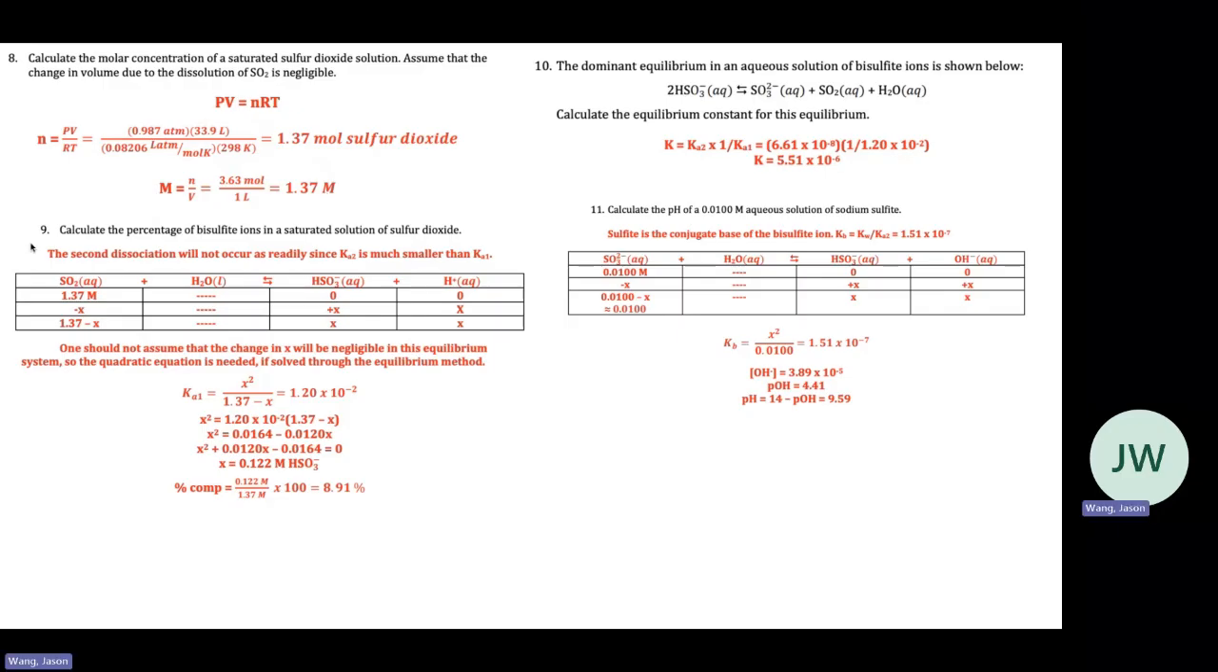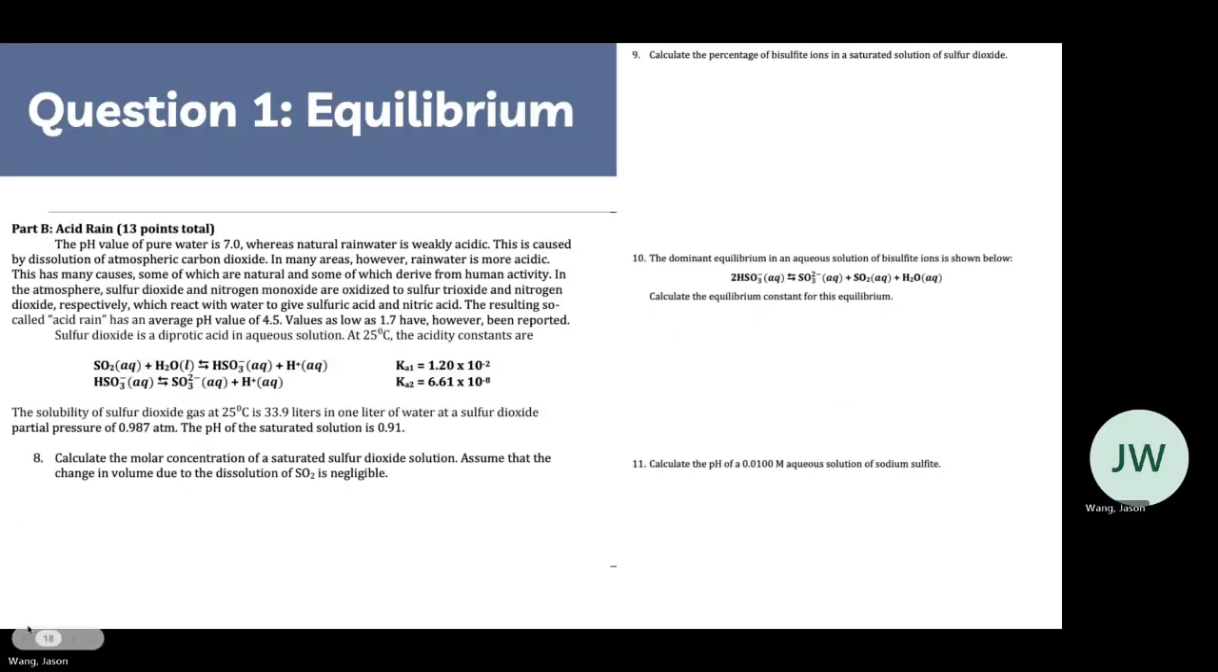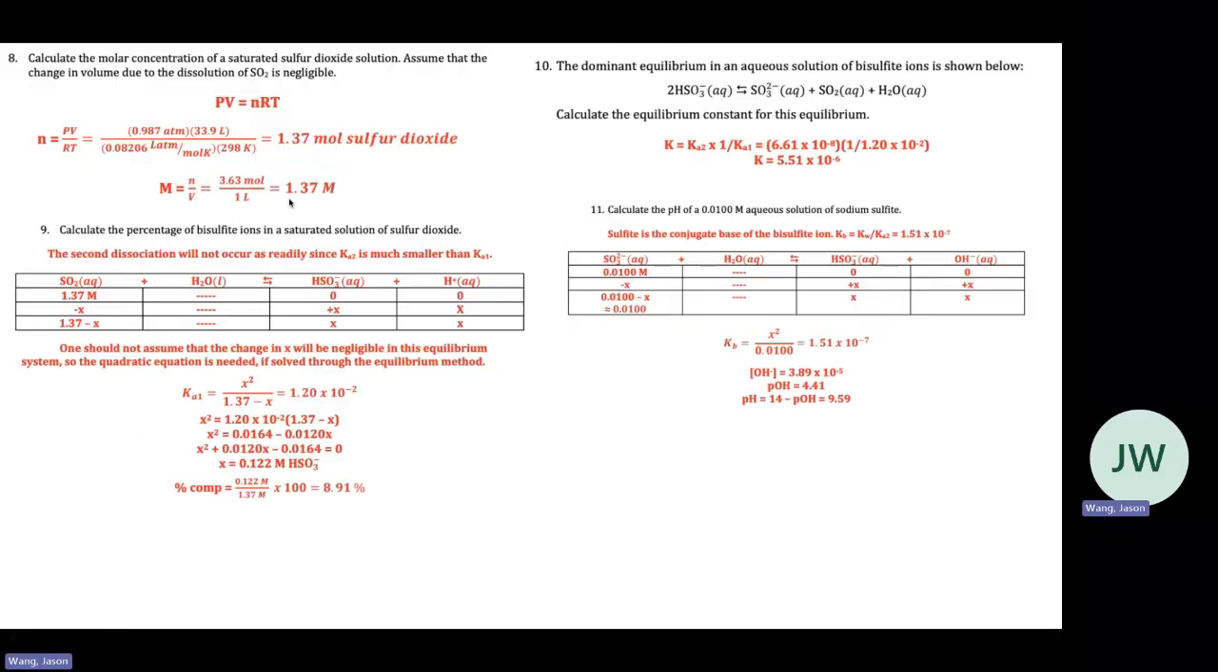Number 9, as I mentioned, is counting the percentage of bisulfite ions. We first had to recognize what bisulfite ions are, because that's what we're solving for. That's the HSO3 minus. So in this case, we set up our RICE table, if you have used that method. The RICE: the reaction, the initial, the change, and the final equation.